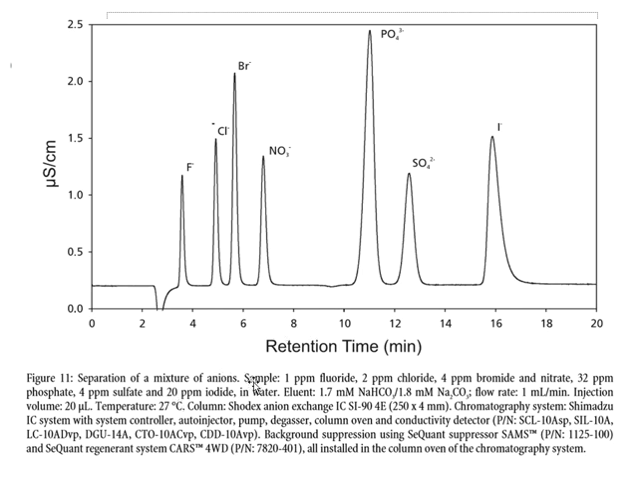Another thing I want you to look at down here at the bottom, it says this sample that was run had 1 part per million fluoride, 2 parts per million chloride, 4 parts per million bromide and nitrate, 32 parts per million phosphate, 4 ppm sulfate, and 20 ppm iodide. They are all different, and the reason they chose those is because visually it makes you see the peaks a little bit better. So that's why they varied that up, and they had to vary it up because now you know that each one carries a different conductivity value per mole, and all of that was made in water.